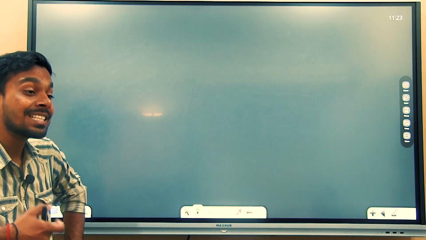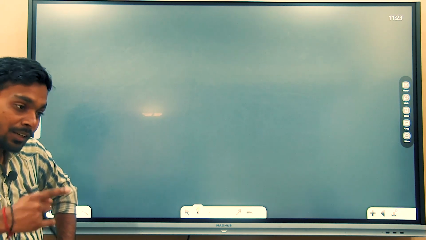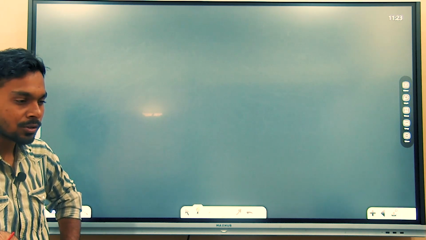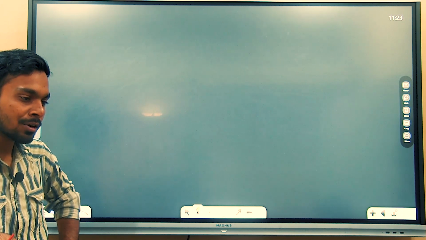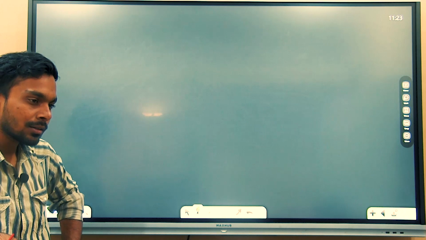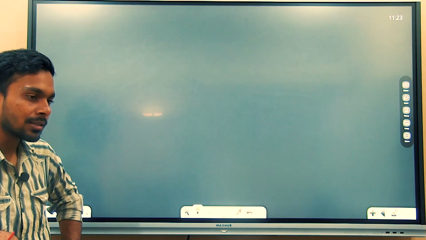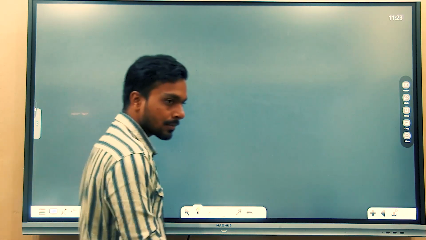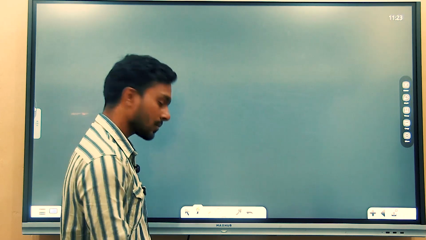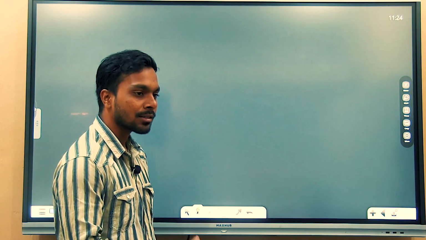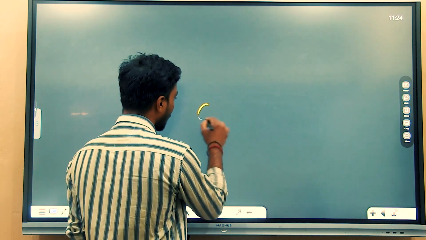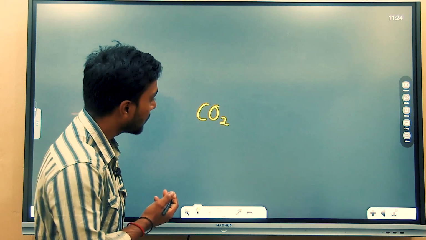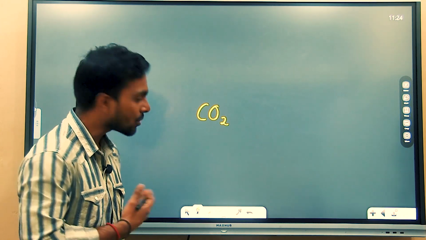But what is covalency? Read your last line. The number of electrons contributed by each other is called covalency. What do you understand by this? The number of electrons contributed by both the elements is known as covalency. For example, in the case of carbon dioxide, what is the covalency of the carbon, or what is the covalency of the oxygen?